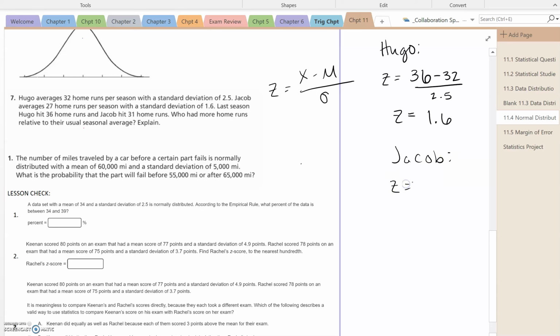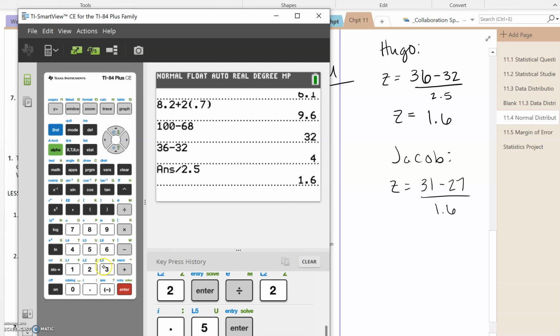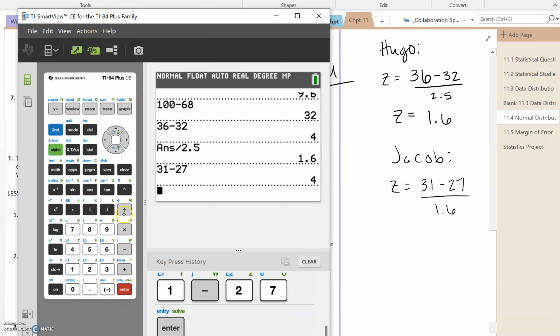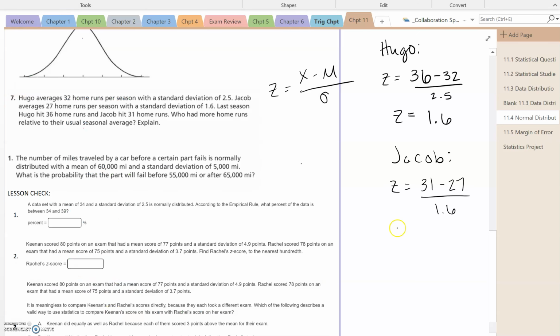his number of home runs that he hit was 31, but he normally averages 27, and his standard deviation is 1.6. So again, I'll just use my calculator here, 31 minus 27 divided by 1.6. 2.5. Wow, so Jacob's z-score is 2.5. So that means Jacob was 2.5 standard deviations above his mean.